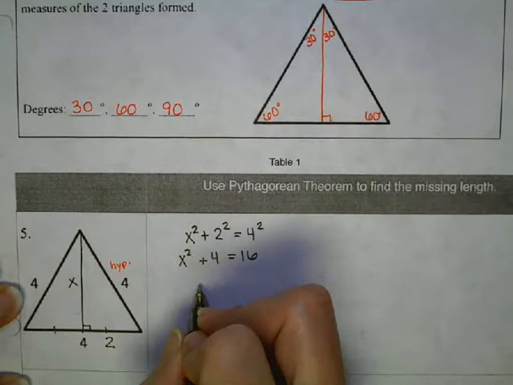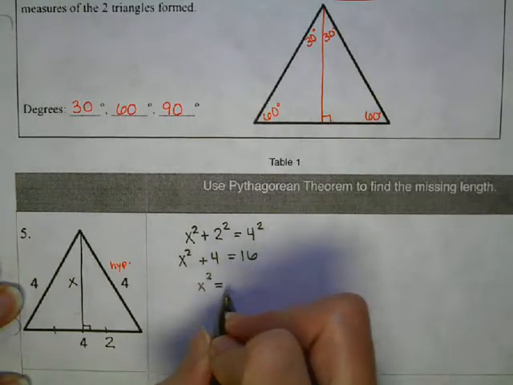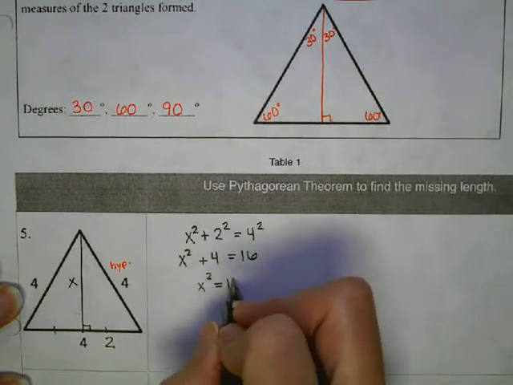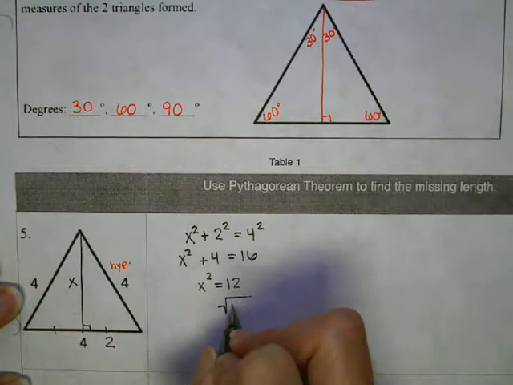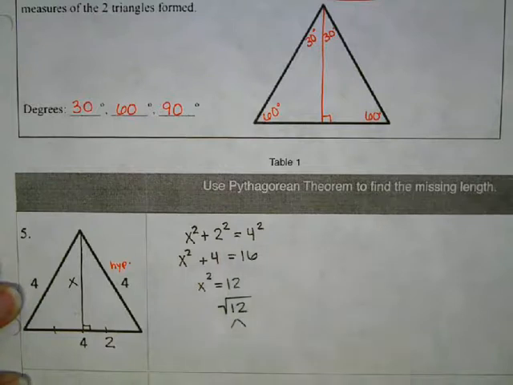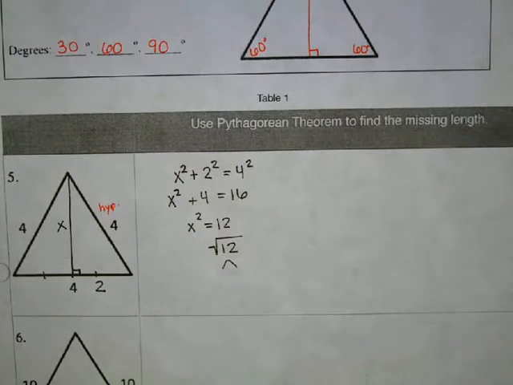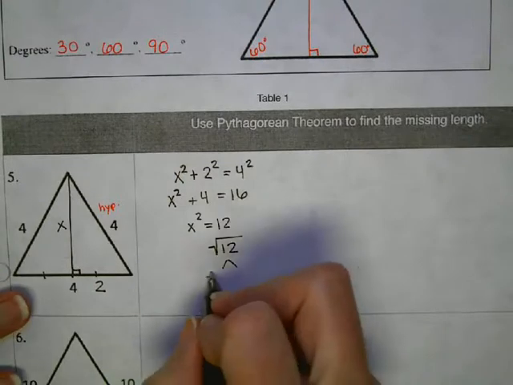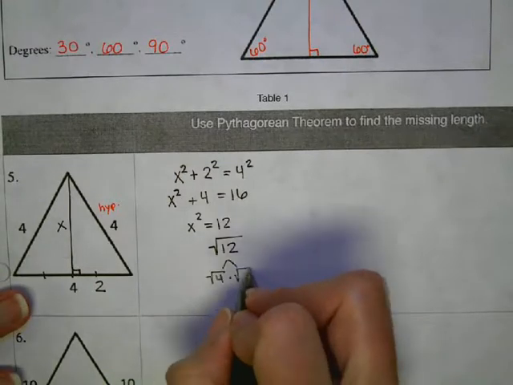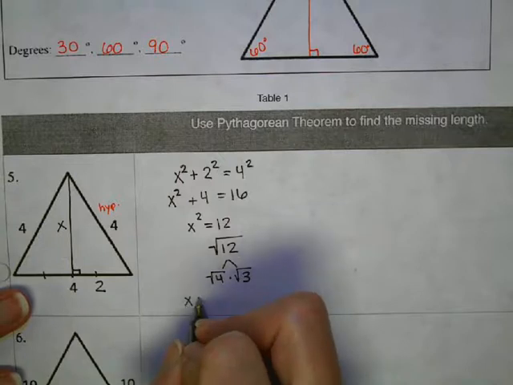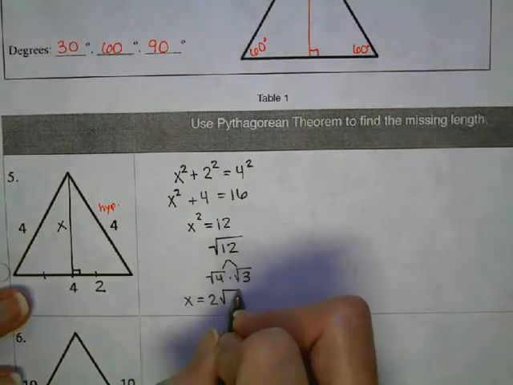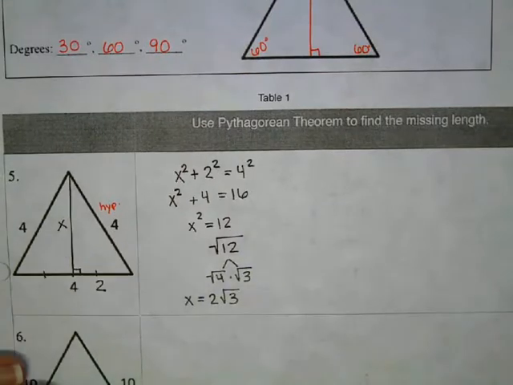And subtract 4 to the other side after squaring those. Now I have to take the square root of 12. So let's see what that comes out to. Square root of 12 can be divided by 4. Remember your perfect square list. So that would be 4 times the square root of 3. So the answer is 2 square root of 3. Okay, that's how that's simplified.